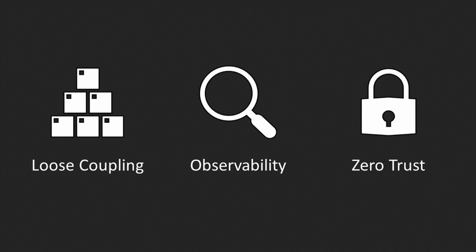The final principle is zero trust. As security cannot be guaranteed, all communication between components must be authenticated and secured. All data, both in flight and at rest, must be encrypted. These are the principles that characterize a cloud-native approach.